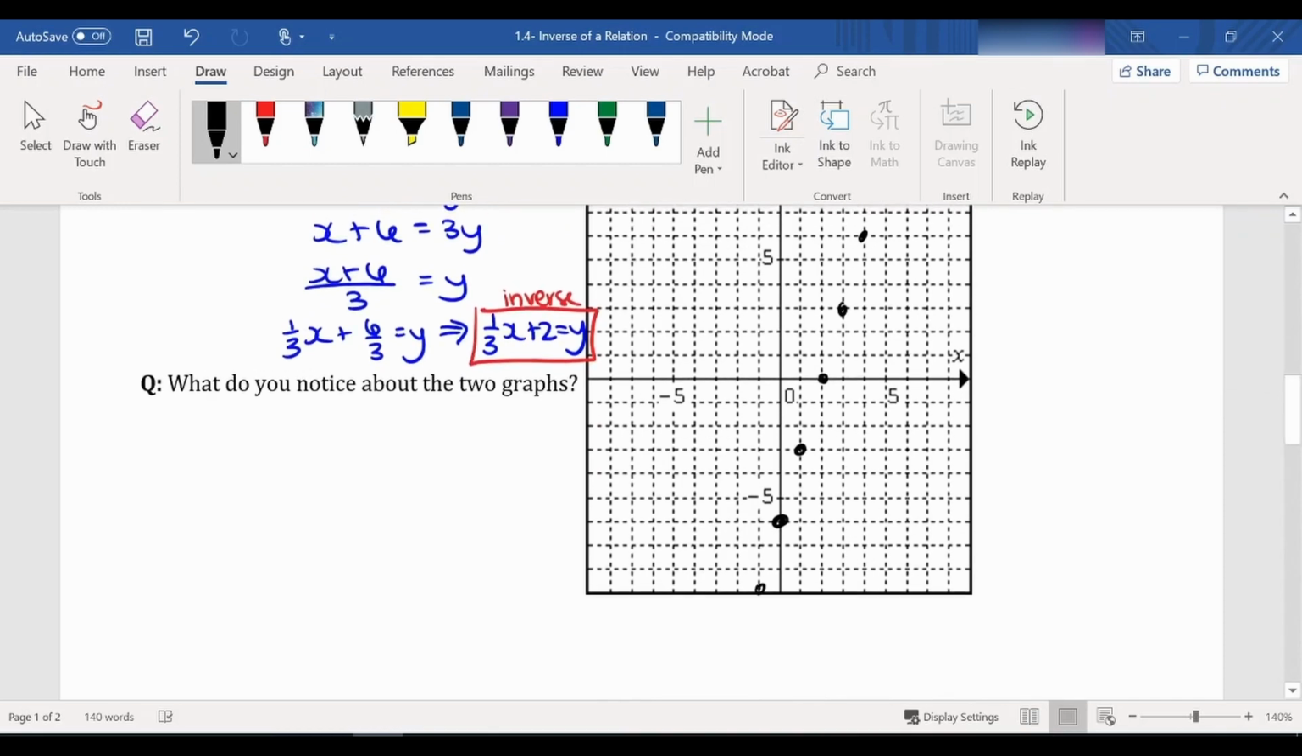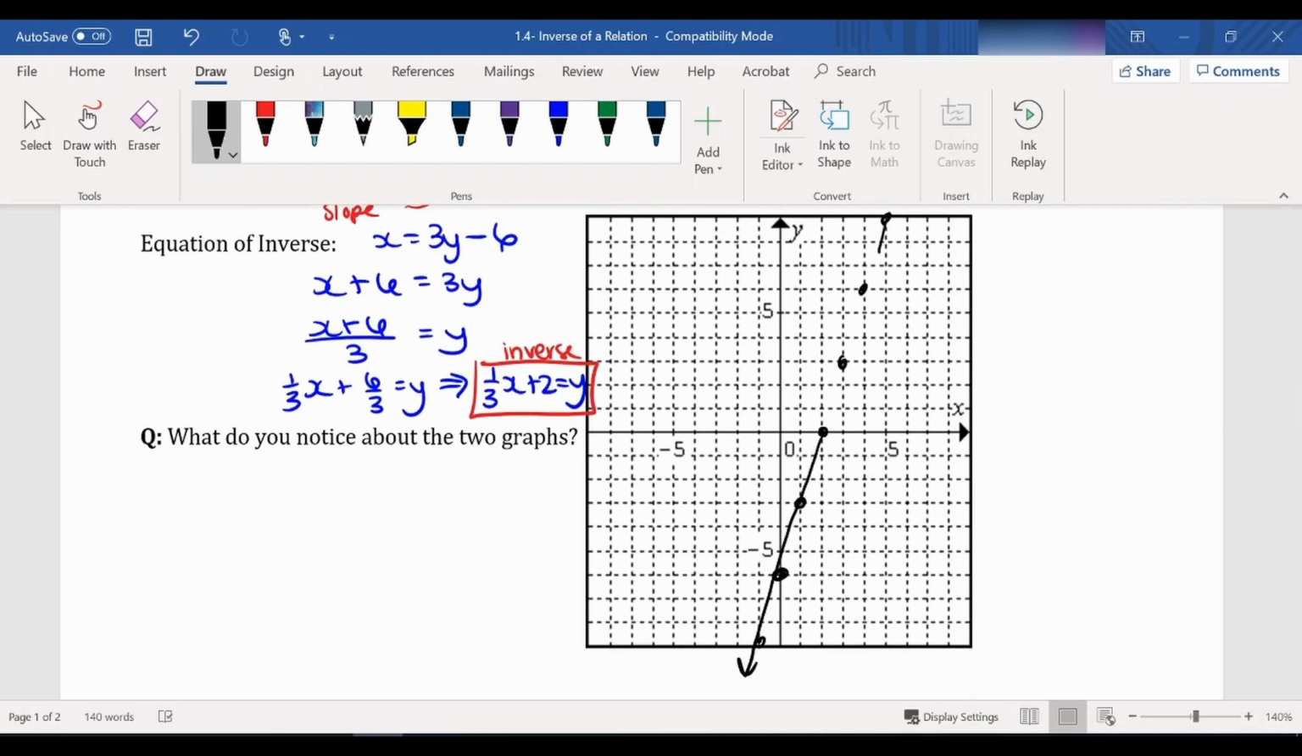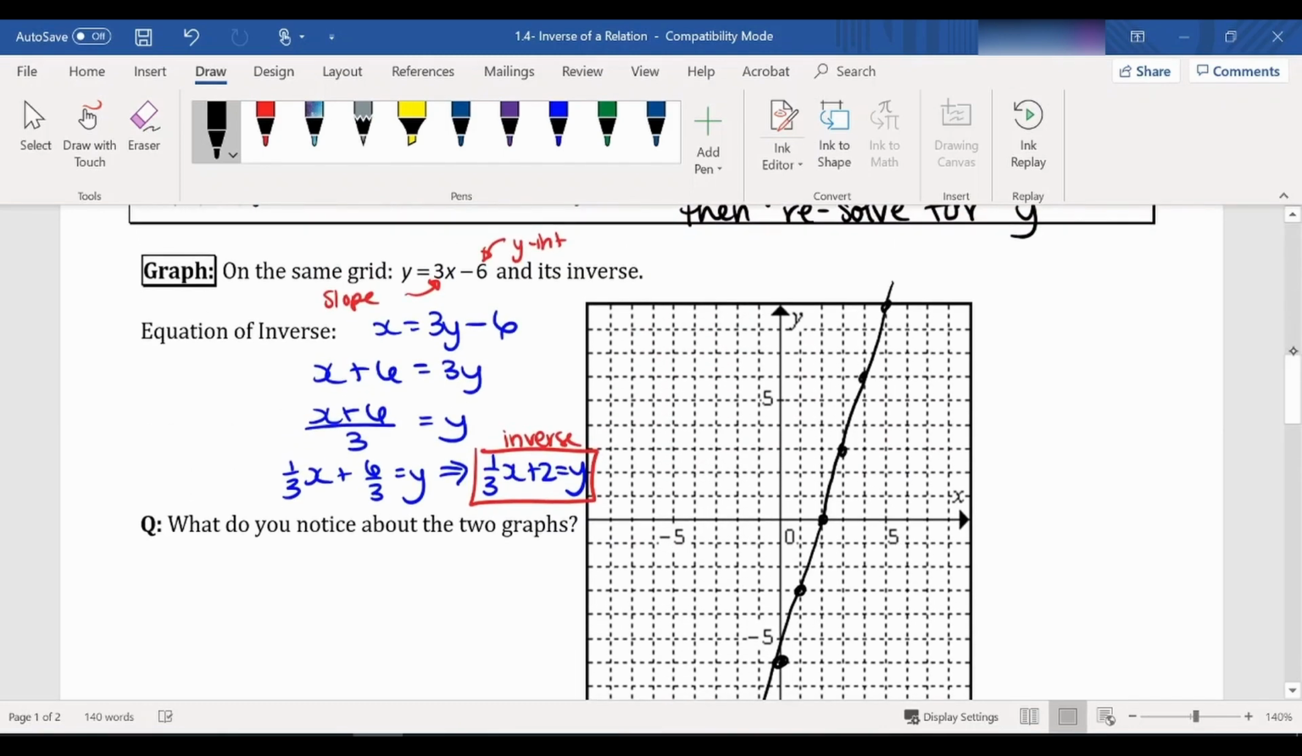I'll include one more down here. Okay, and then we're going to connect those points, and hopefully a semi-straight line here. Don't have a ruler, so it might not be perfect. Right? And then we have to graph our inverse as well.